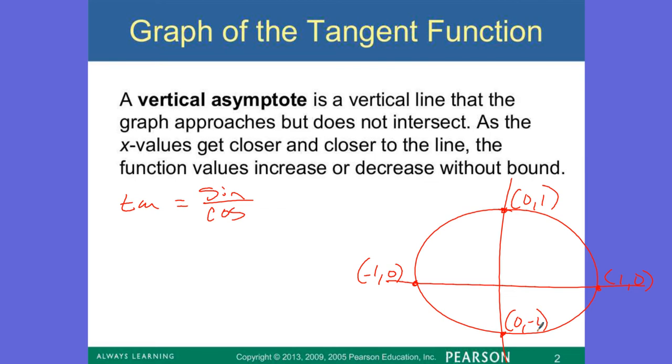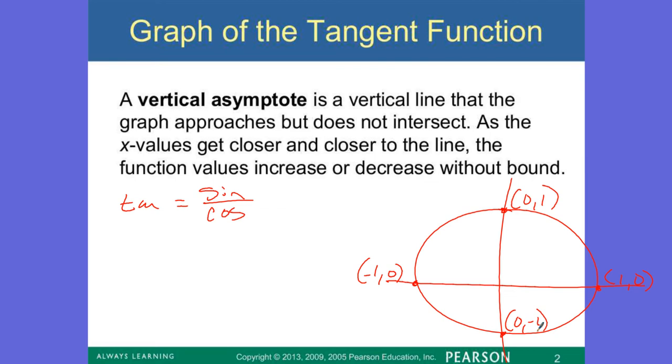All right, so from there, I'm going to decide where the asymptotes are. Asymptotes are where it's undefined, right? For these ones, it's going to be where it's undefined. So if it's sine over cosine, when is tangent going to be undefined? When cosine is 0.